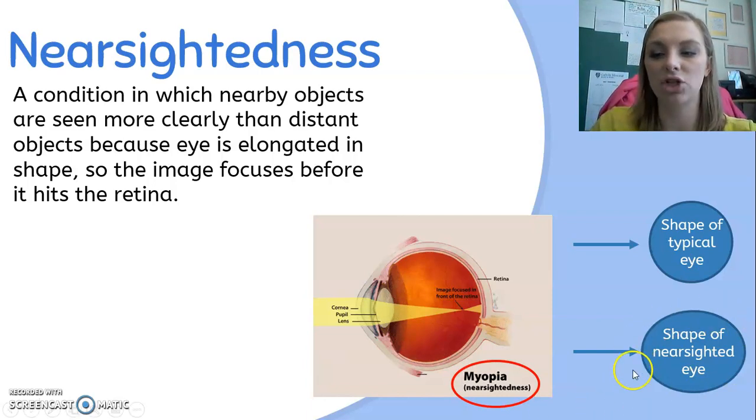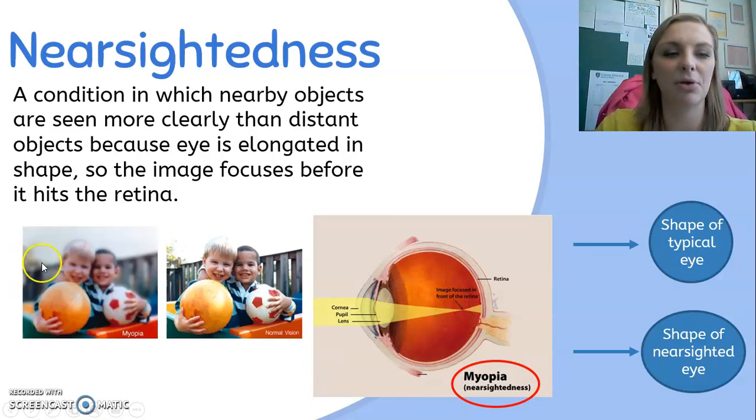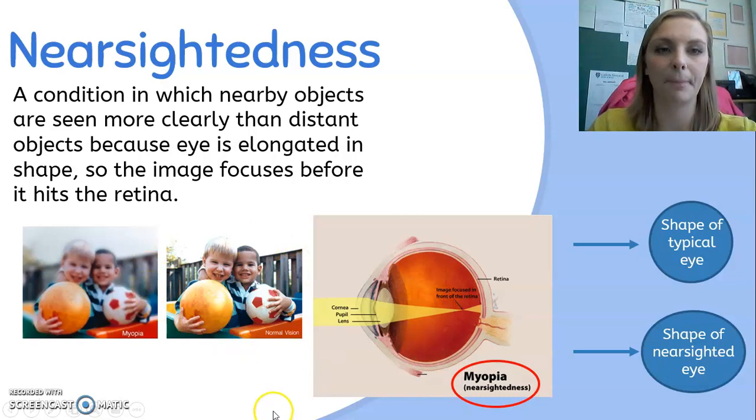That's because of the shape of the eye. The eye in someone who is nearsighted, like me, is elongated. So here's the typical eye, and then in a nearsighted eye, it's elongated. What's happening is that the image is actually focusing before it hits the retina, so you can't see it very well. So this is an example of how it actually looks. Here you can see close up pretty easily, but those far away things are difficult to see, compared to normal vision over here.